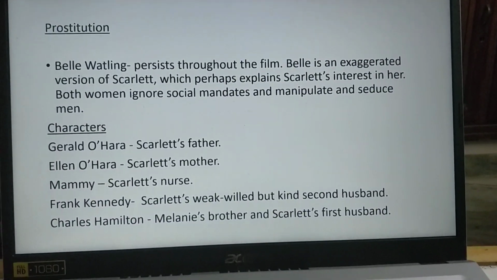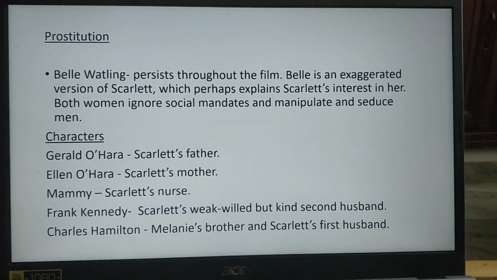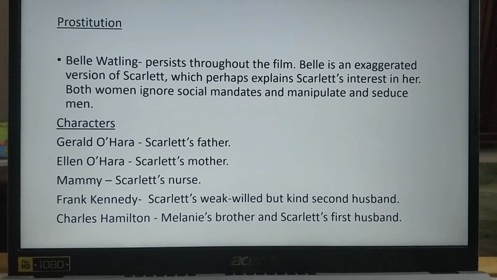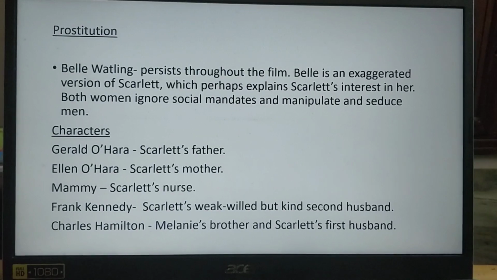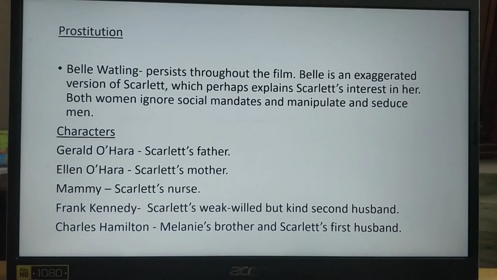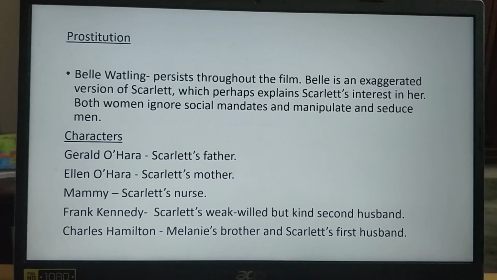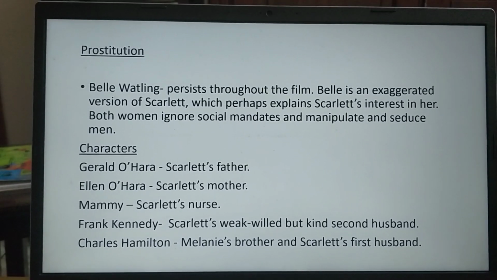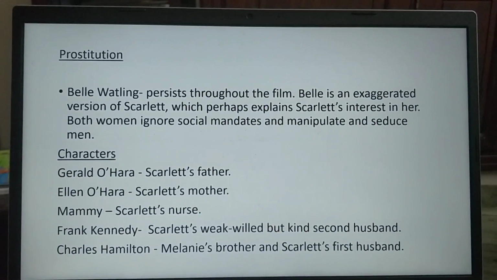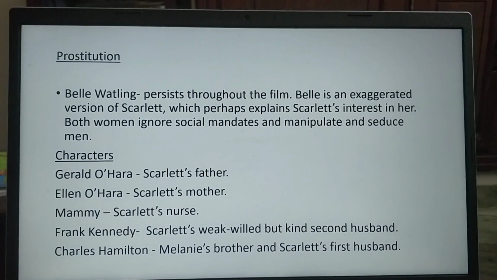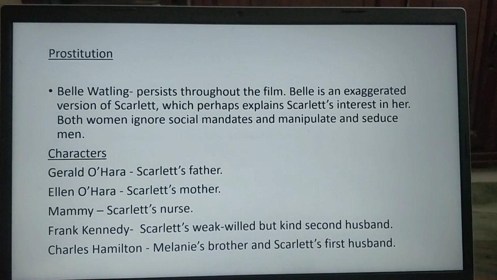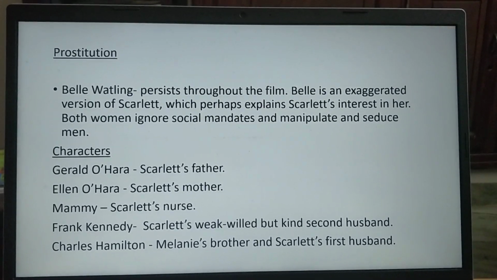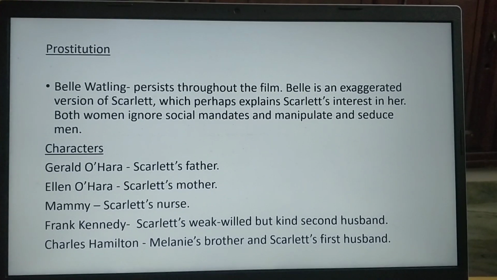Now, another motive is prostitution. There is a character, Belle Watling. This is the character whom Rhett often goes to visit. Belle is kind of a prostitute character in the story, and towards the beginning of the story, Scarlett is kind of naive and is always fascinated by this prostitution thing, and towards the middle, she hates Belle. And let's see how Belle becomes the motive of the story. Belle persists throughout the film. Belle is an exaggerated version of Scarlett, which perhaps explains Scarlett's interest in her. Both women ignore social mandates and manipulate and seduce men.